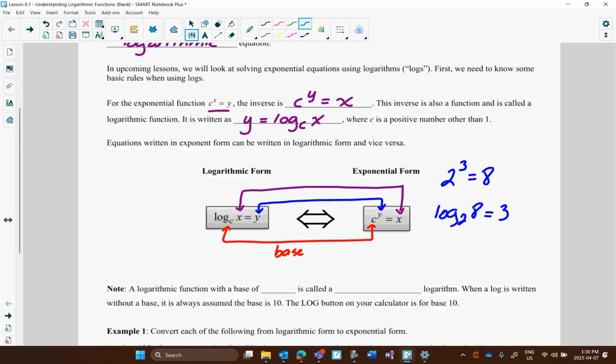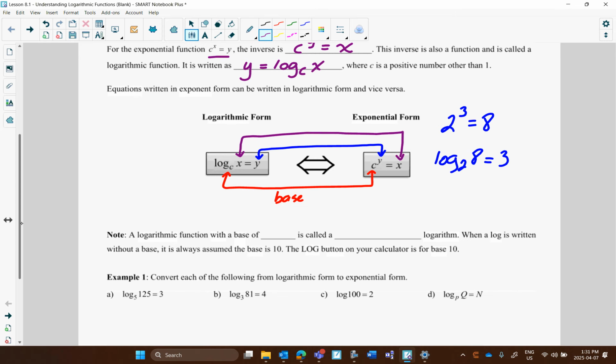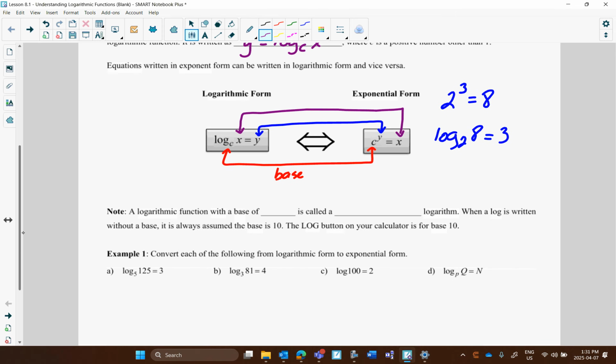Because what's the whole purpose of a log? We're trying to find a missing exponent, like we tried up there. Okay? A log helps us find missing exponents. Logs have a bunch of different bases. If a log has a base of 10, we call it a common logarithm. When you see a log written without a base, you always assume it's 10. Okay? Unless there's another number written as the base.